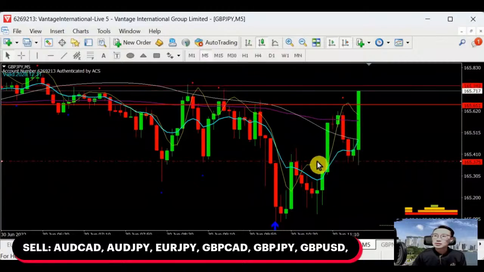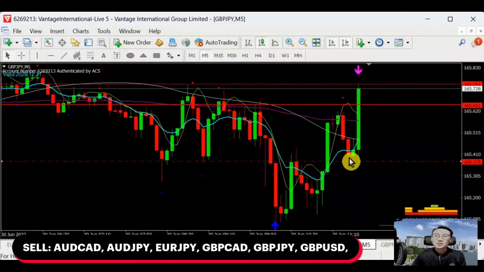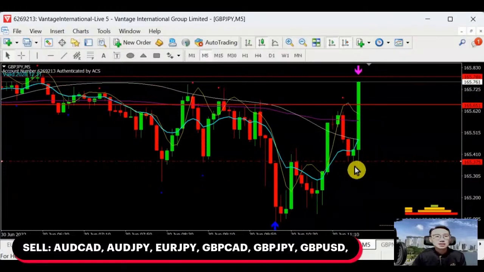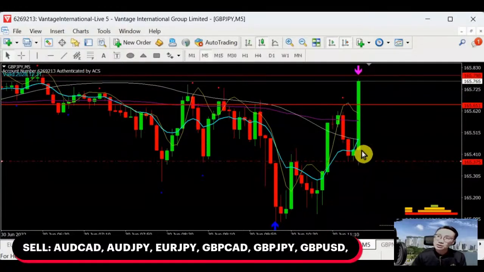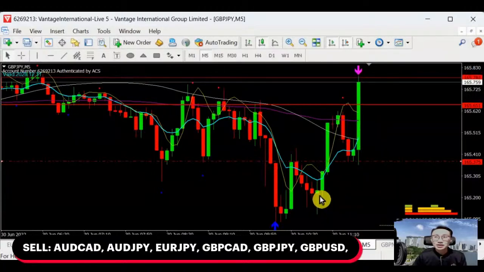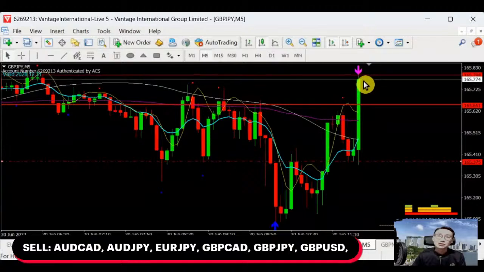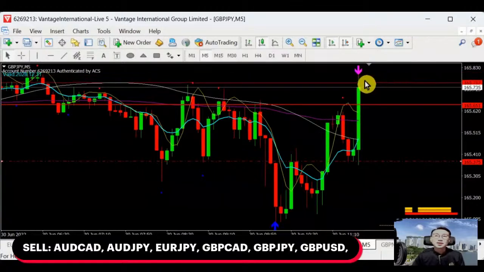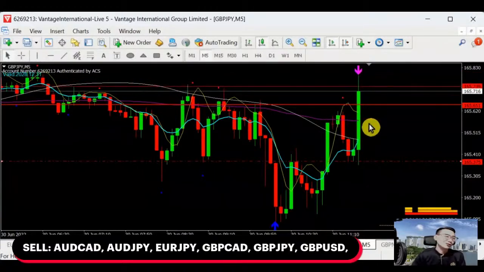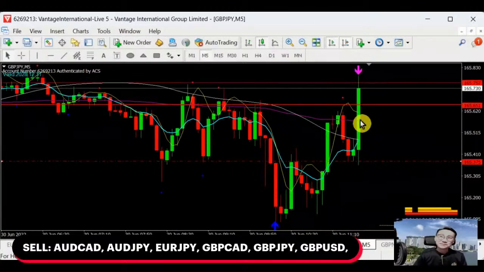Can you see this is the rationale here? When it comes in here, it starts to get supported, and usually a higher low will create a higher high, correct? That's what I meant. Wow, this is a good example.